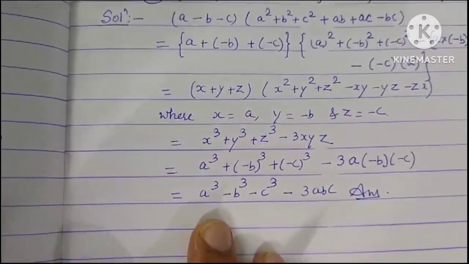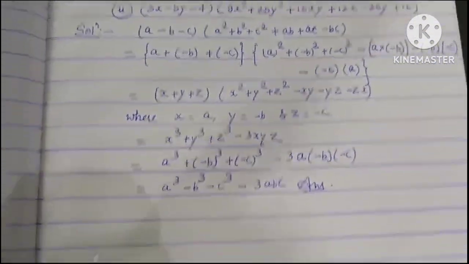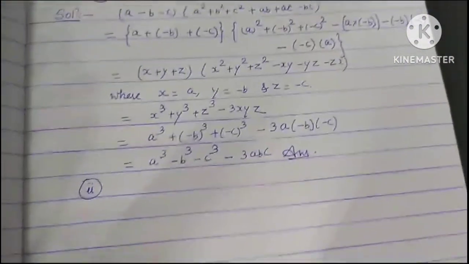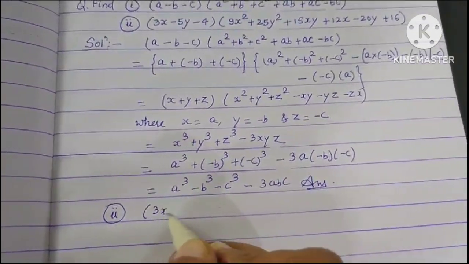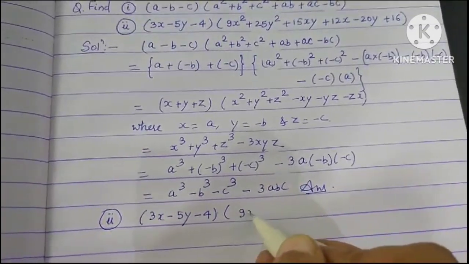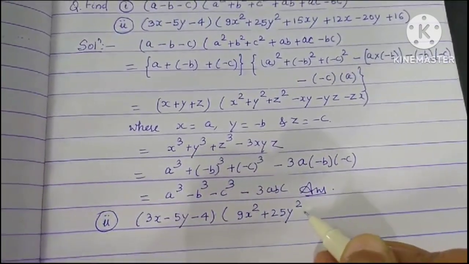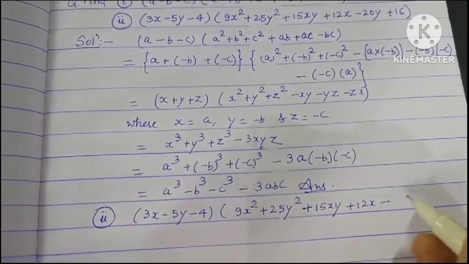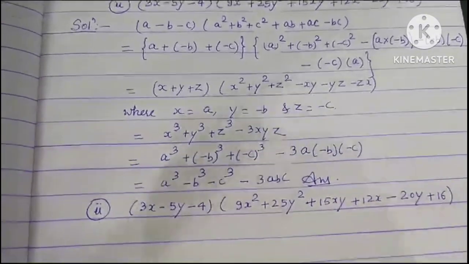A cube minus b cube minus c cube minus 3abc. Okay, so this is the way to solve this one. Now let us see the second question. It is also of the same type. 3x minus 5y minus 4. Here 9x square plus 25y square plus 15xy plus 12x minus 20y plus 16.